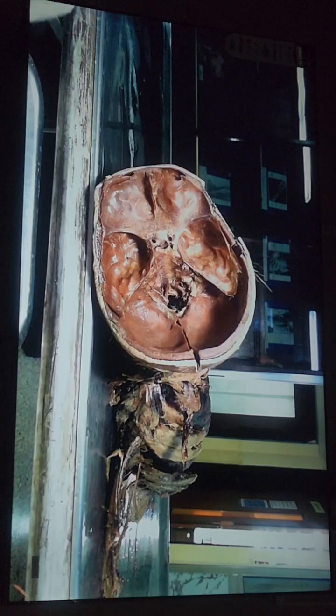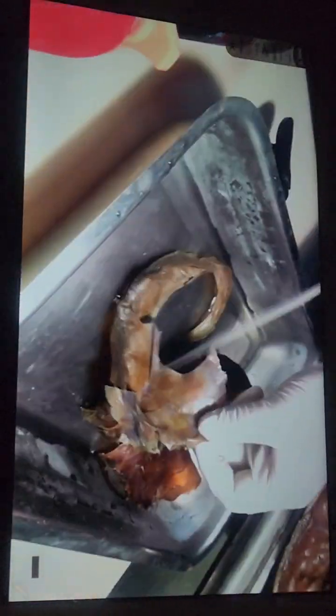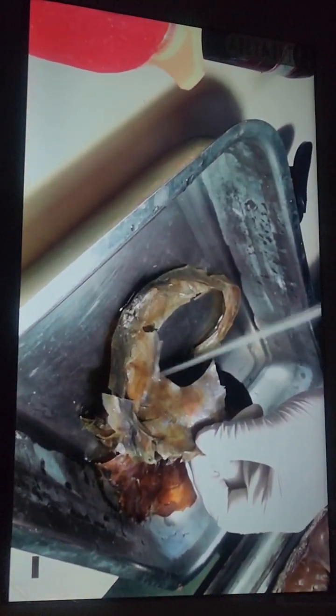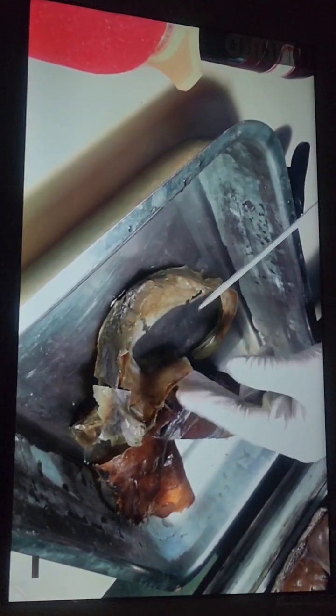The falx cerebri, as I mentioned, contains the superior sagittal sinus, and the falx cerebri contains the inferior sagittal sinus. The site of the attachment between the falx cerebri and the tentorium cerebelli contains another sinus called the straight sinus.